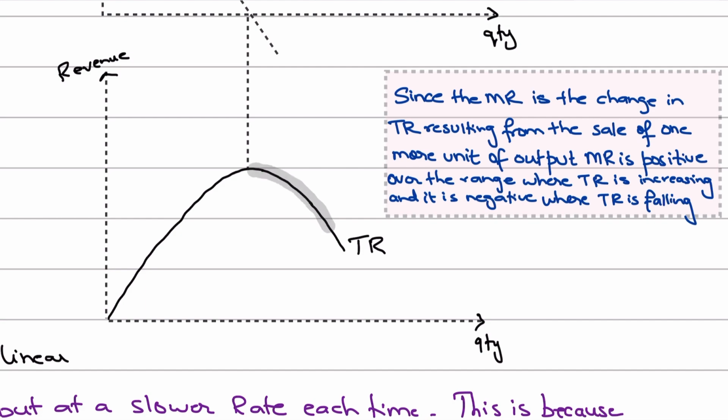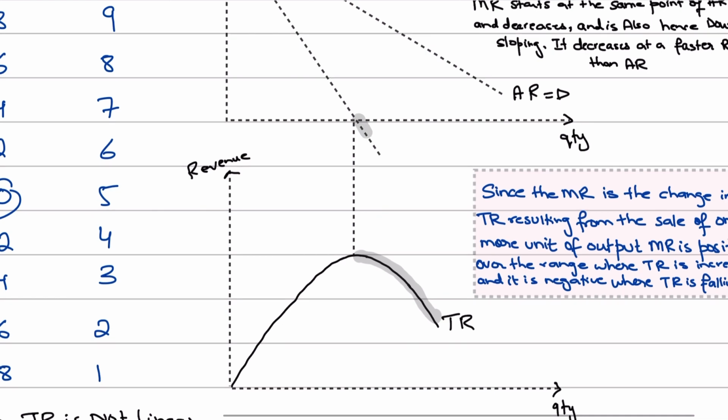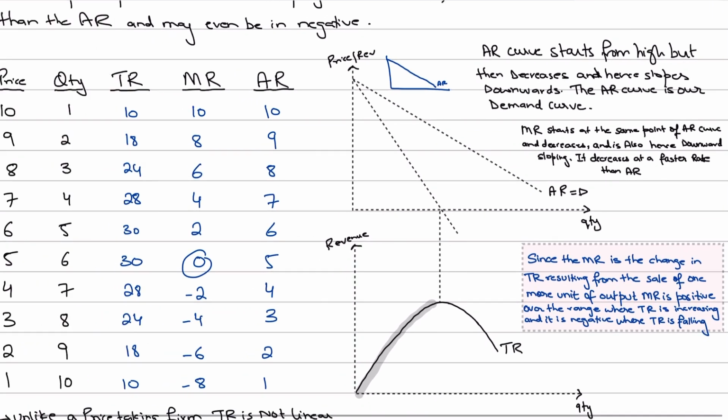So in this range of output, your total revenue is decreasing. And in this range of output, we can see your MR is negative as well. Right? In this range of output, your total revenue is increasing. And in the same range of output, we can see your MR is positive. Although it's decreasing, MR is positive.